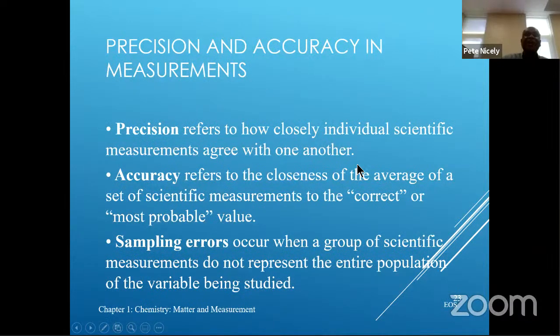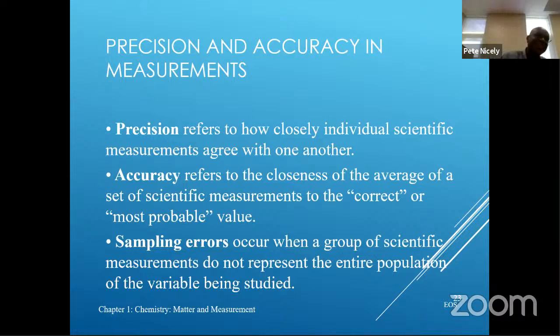So let's talk about the concept of precision and accuracy in measurements. People tend to use the terms precision and accuracy in everyday language as if they mean the same thing. However, in the sciences, there is a difference between them. When we're talking about the precision of measurements, we're talking about how close individual measurements are to each other.